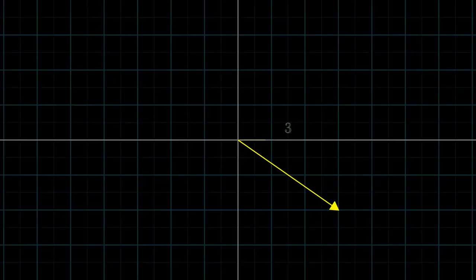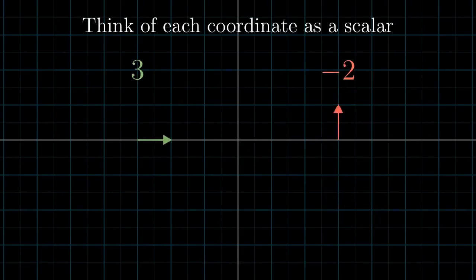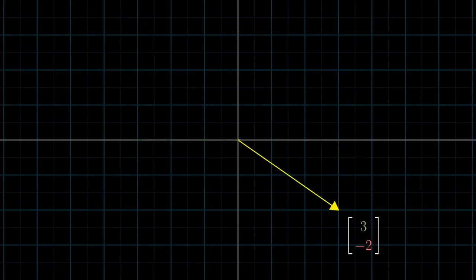When you have a pair of numbers that's meant to describe a vector, like 3, -2, I want you to think about each coordinate as a scalar, meaning think about how each one stretches or squishes vectors. In the xy coordinate system, there are two very special vectors. The one pointing to the right with length 1, commonly called i hat, or the unit vector in the x direction, and the one pointing straight up with length 1, commonly called j hat, or the unit vector in the y direction.